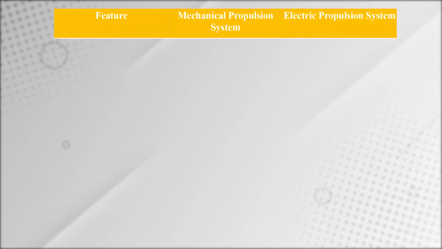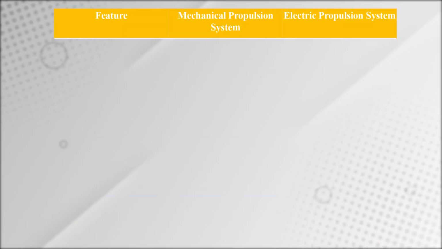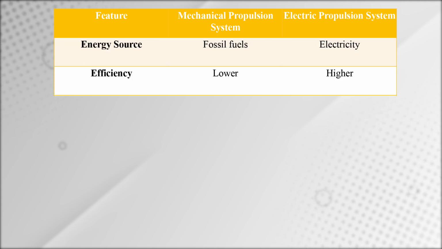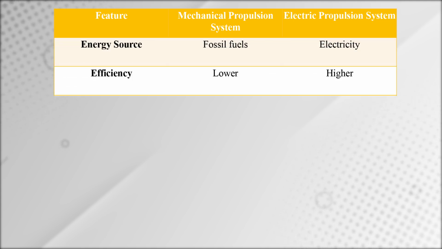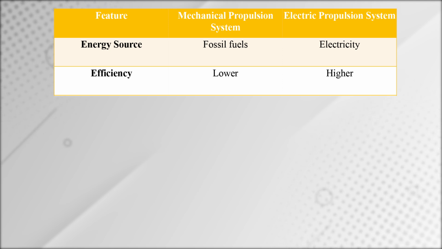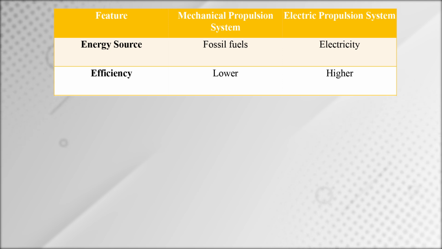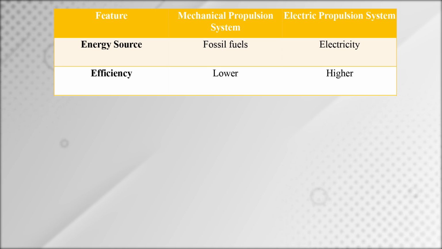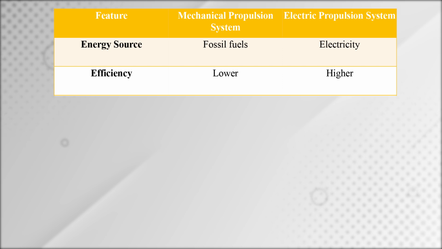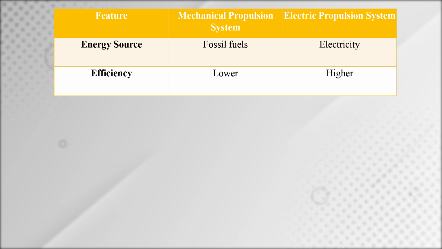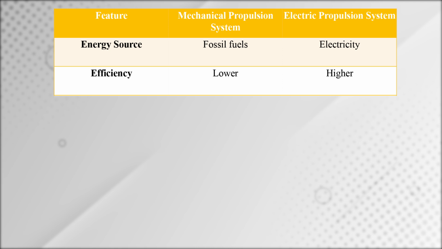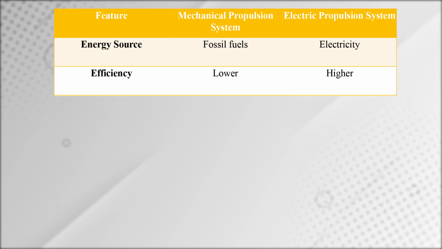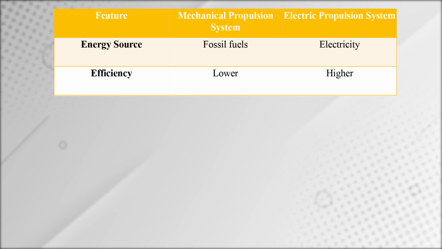So, if we compare the EPS and MPS in terms of the energy source and efficiency, then EPS utilizes electrical energy stored in batteries, fuel cells, ultracapacitors, etc. to drive an electric motor. Electric motors are highly efficient, converting over 80 to 90% of electrical energy into mechanical energy. This efficiency is significantly higher than that of mechanical propulsion system, leading to lower consumption and operational cost.